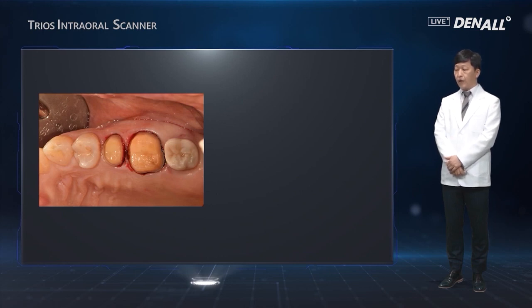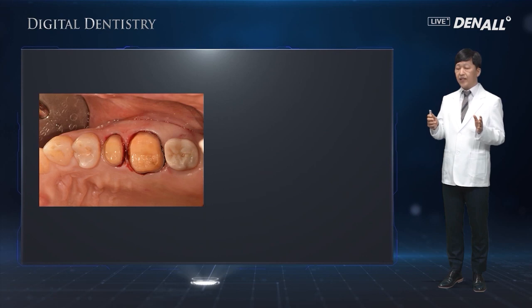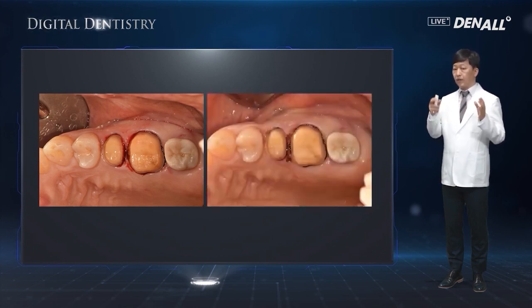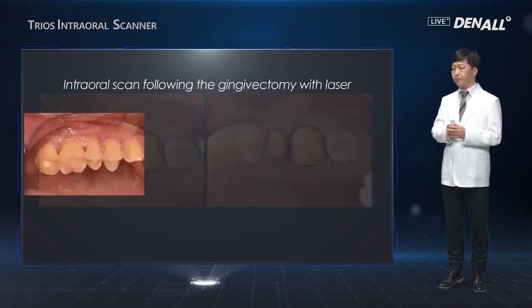As you can see, a cord is inserted, the final prep is done, and it is finished. You can see the bleeding in place. If you scan in this case, accurate scanning cannot be acquired. Therefore, for the bleeding points, we need to give some drug or laser treatment for hemostasis. It should be scanned after the margin is completely exposed.